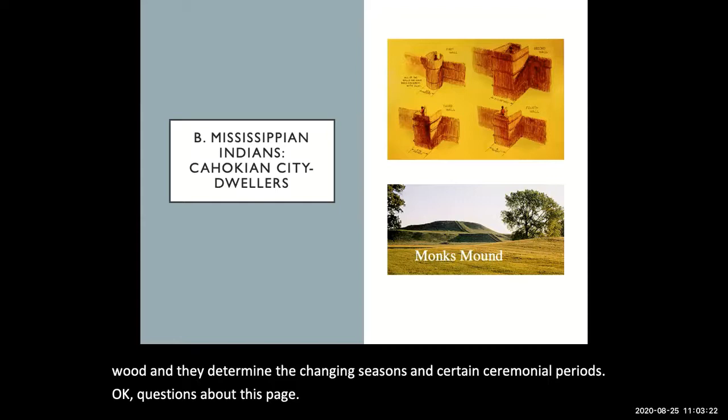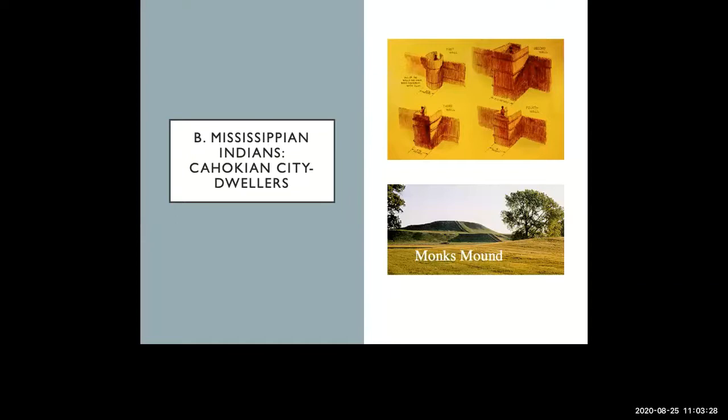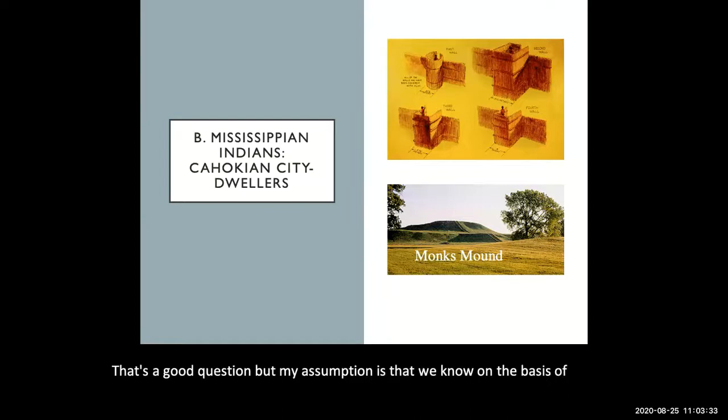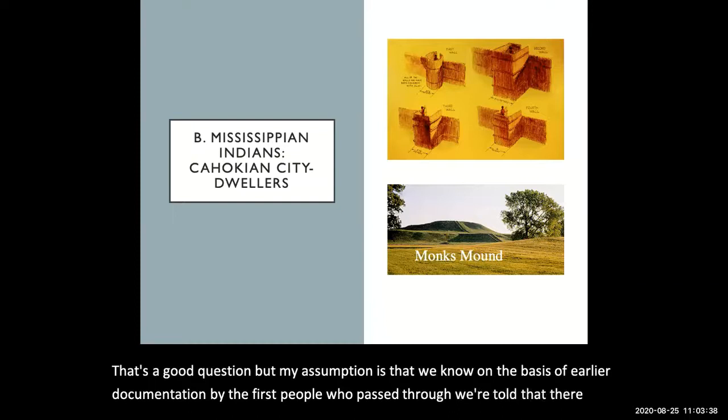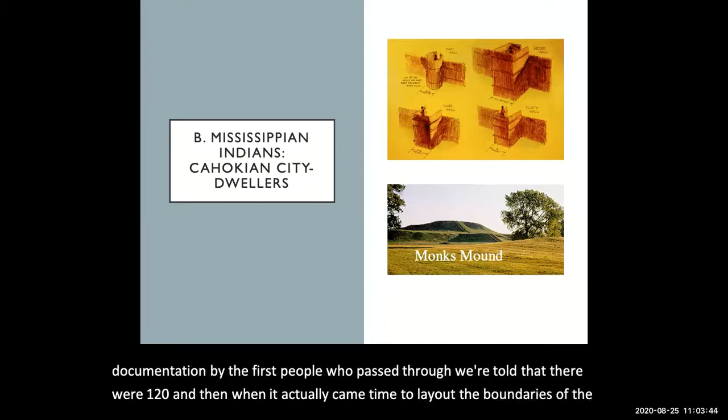Well, that's a good question, but my assumption is that we know on the basis of earlier documentation by the first people who passed through, we're told that there were 120. And then when it actually came time to lay out the boundaries of the national park, 109 is how many they found. So that's normally how it works.